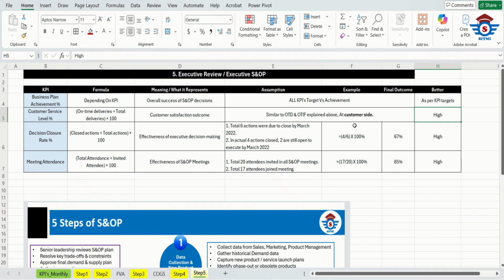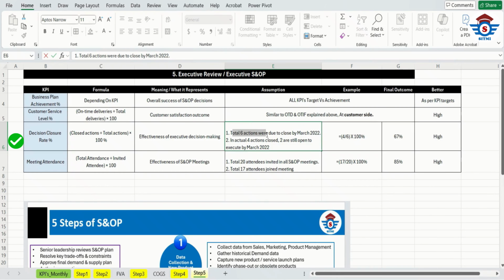Now, very important metric that we will see is decision closure rate percentage. Now, what happens is we take multiple actions while running S&OP plan in a better way, but there may be situations that some actions are not executed on the defined timelines, and that is what is measured in this particular metric. So the formula is simple. It is closed actions divided by total actions times 100%. So this talks about effectiveness of our executive decision-making.